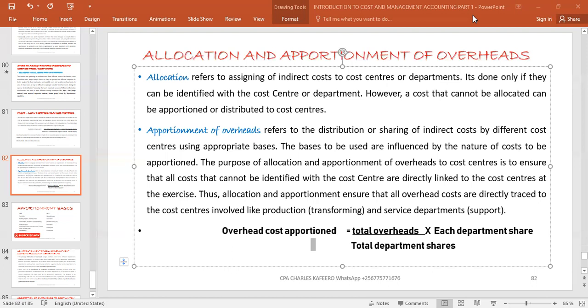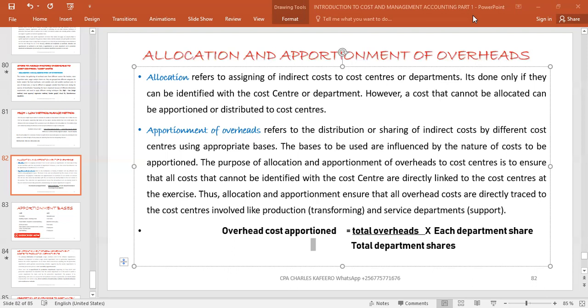And the whole of that you are seeing, the allocation and the apportionment of overhead, is called the primary apportionment. It is called primary apportionment because we are just getting the costs to the production and the service departments, not necessarily in the production. When we transfer the service department costs into the production, that's what we call the secondary apportionment. But as for now, we are talking about primary apportionment.